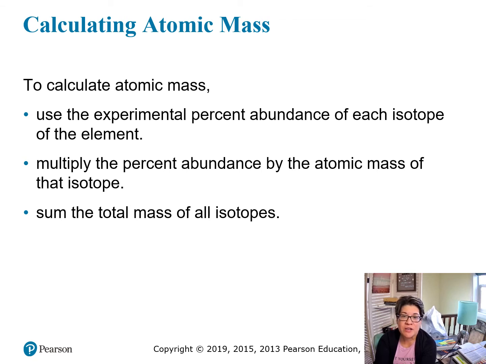So to calculate atomic mass, you have to know percent abundance, and then you multiply that by the atomic mass of each isotope and add them all up together. This is the same way that you do a weighted average for grades if your grades are weighted differently.